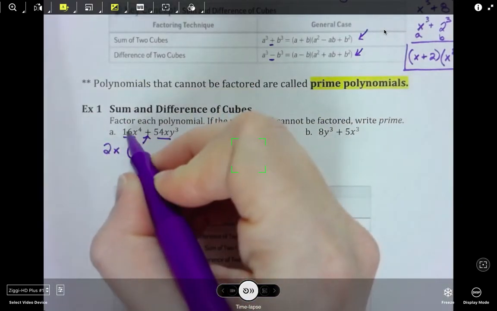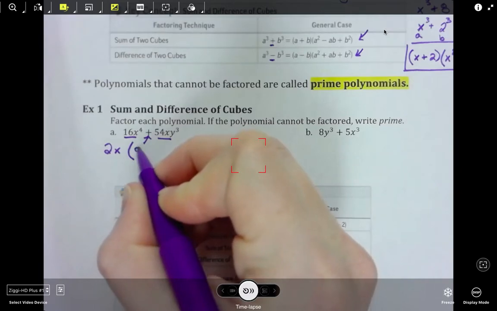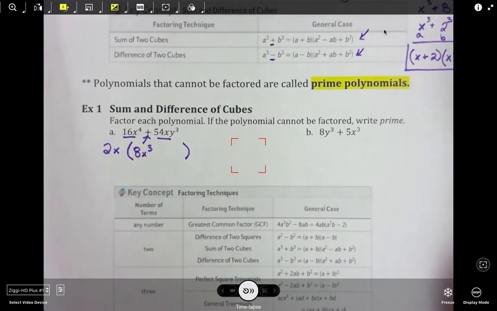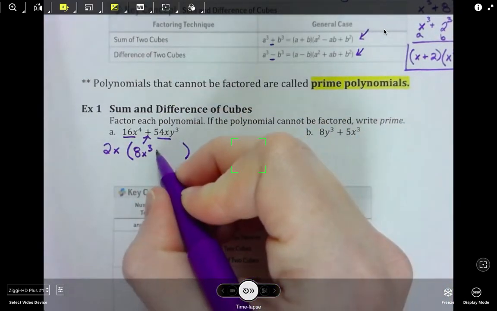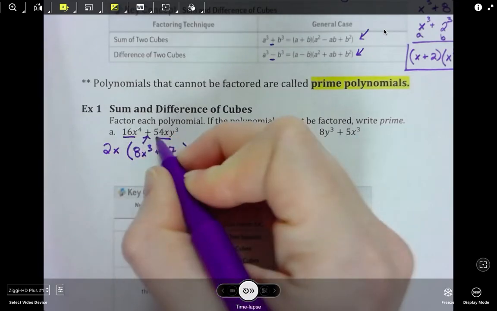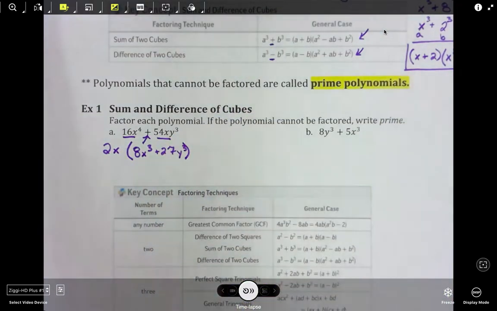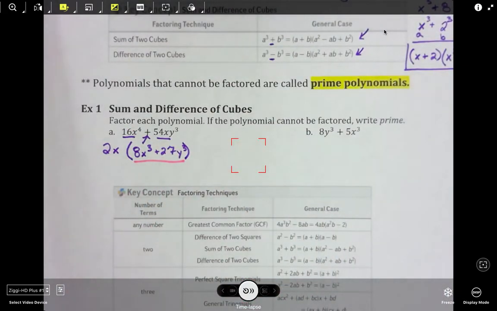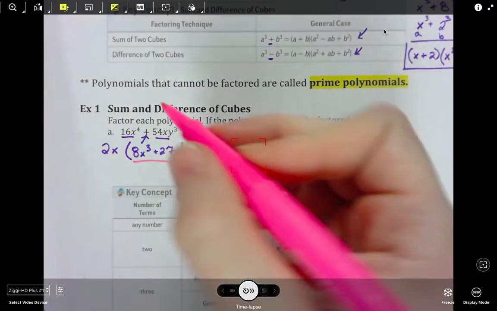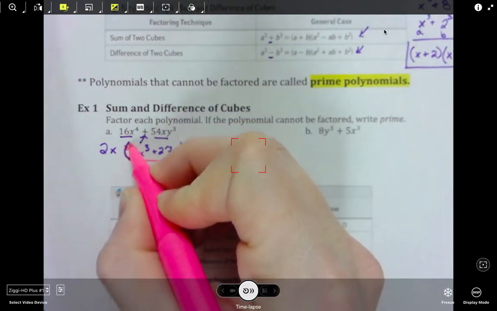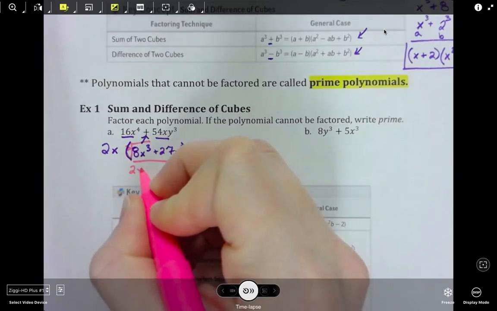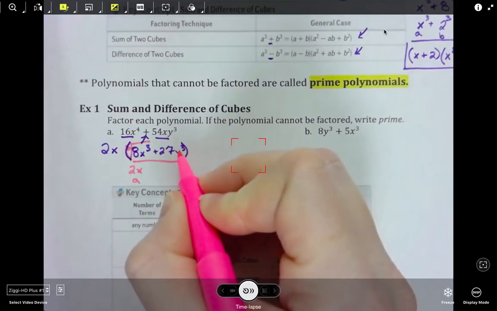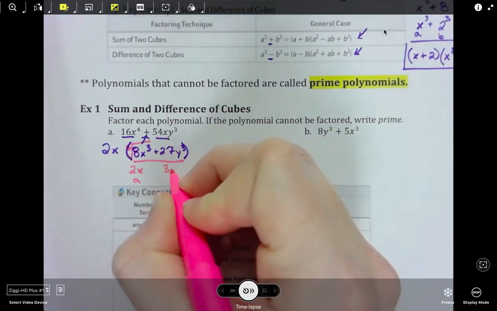If I take a 2x out of 16x to the 4th power, I'll have 8x cubed left over. And if I take 2x out of 54xy cubed, 2 out of 54 is 27, and if I take that x away, I'll just be left with y cubed. So now I'm looking at factoring down this part, 8x cubed plus 27y cubed. That's going to be my sum of 2 cubes. If I take the cube root of 8x cubed, that's 2x. That's going to be what my a is. And if I take the cube root of 27y cubed, that would leave me with 3y.